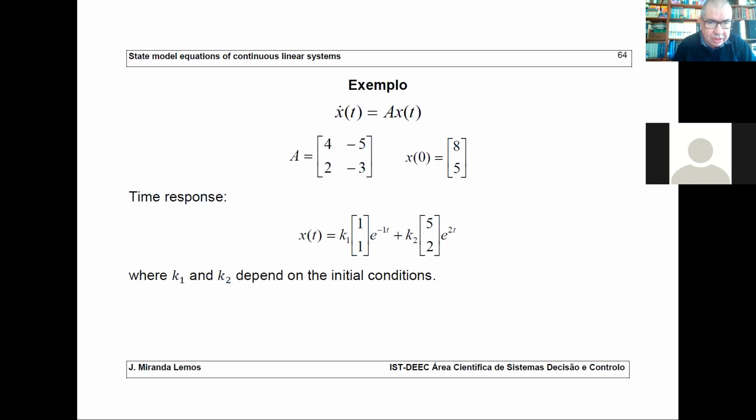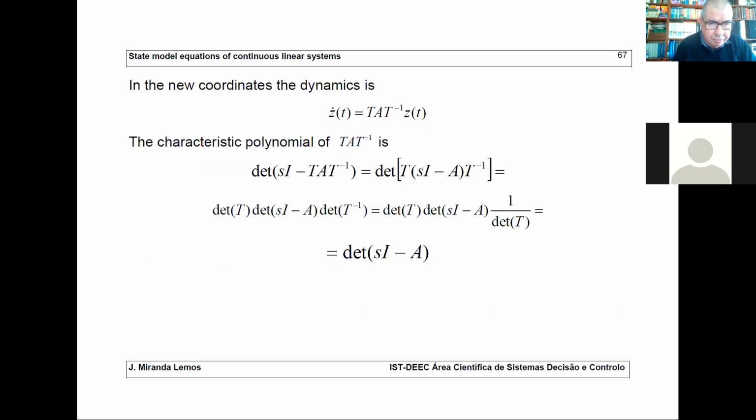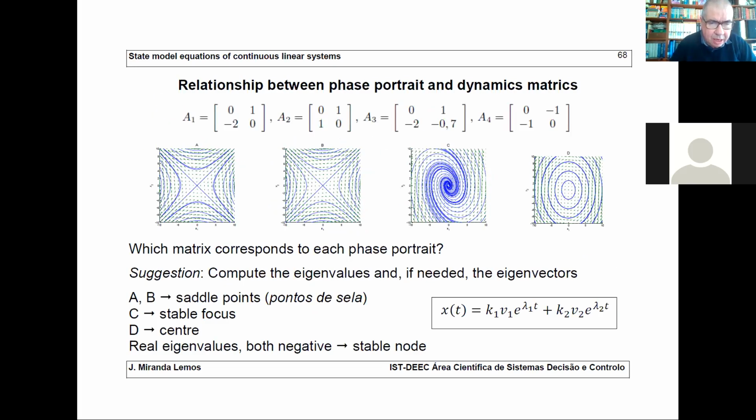We have seen one example of a second order case. Now, one of the problems I want you to solve: I can solve it with you, but I would like you to pick up your notebook and solve it by yourself. I give you four matrices, A1 to A4, written here. And I give you four phase portraits, the trajectories, the orbits, the solutions of the state in state space when time progresses. You start from some initial condition and you move along these lines. The question is, which matrix corresponds to which phase portrait?